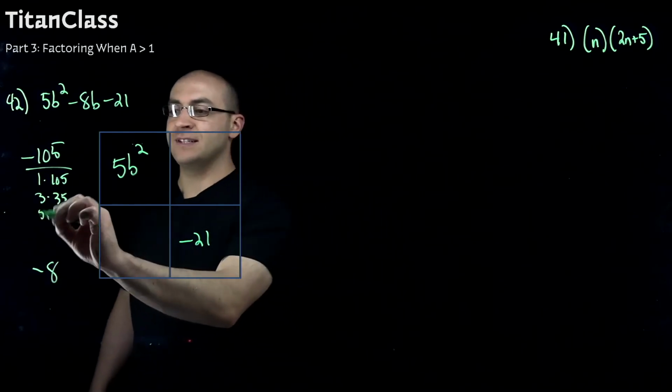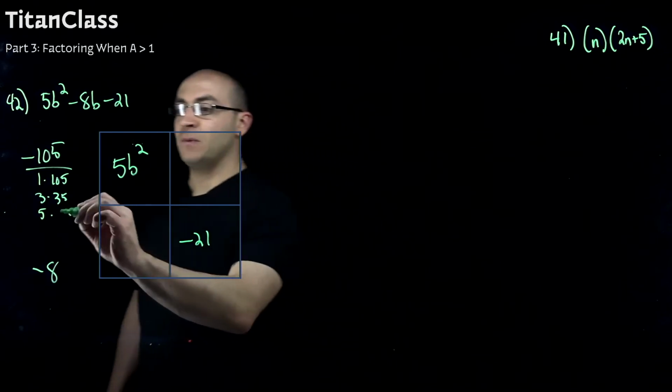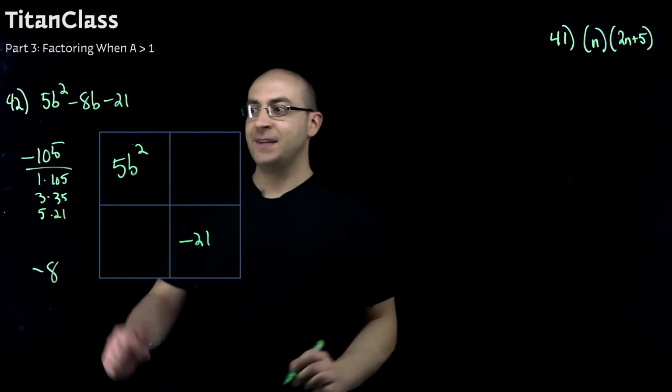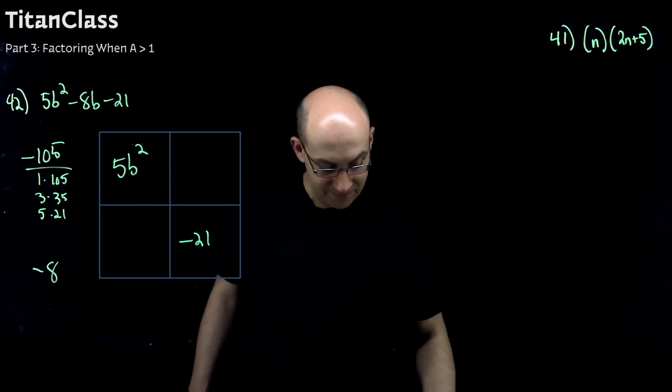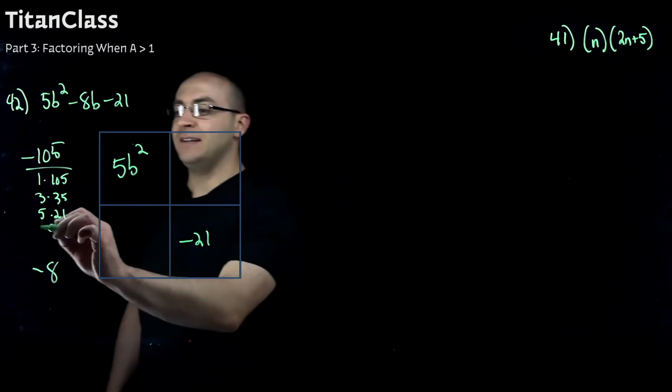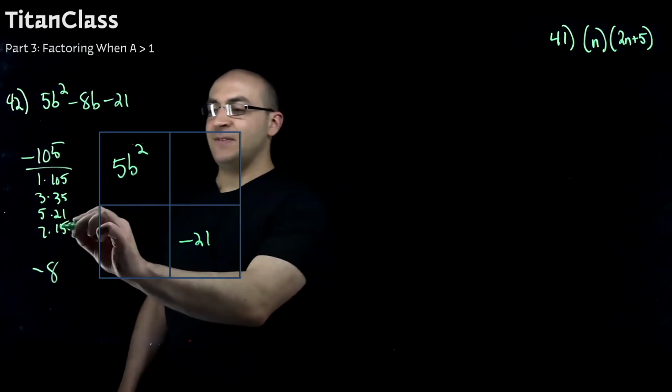4 doesn't work. Let's see if 5 works. 5 and 21, nowhere near. I don't think 6 works. It doesn't. Let's try 7. 7 and 15. We got it. So I need a negative 15 and a positive 7.